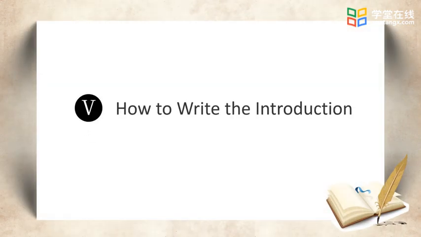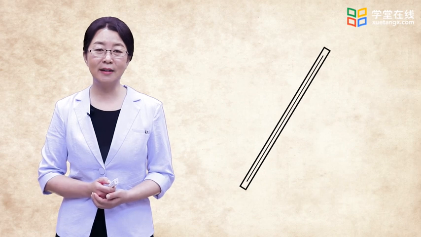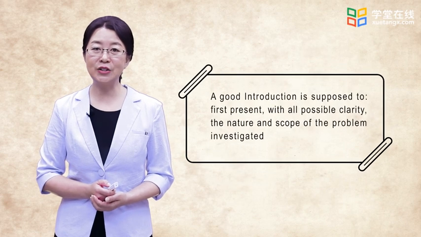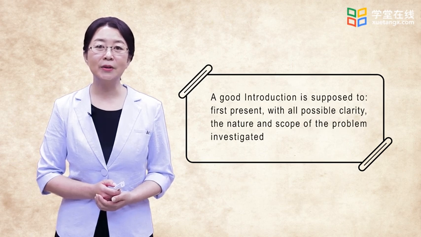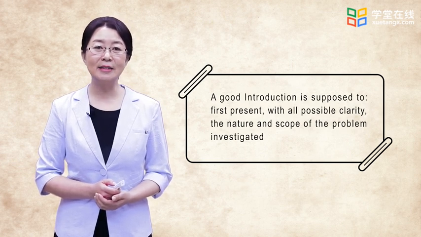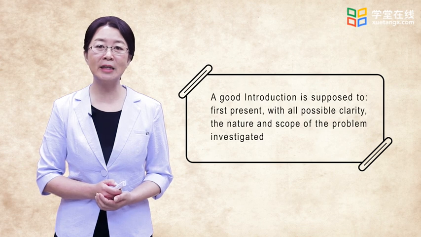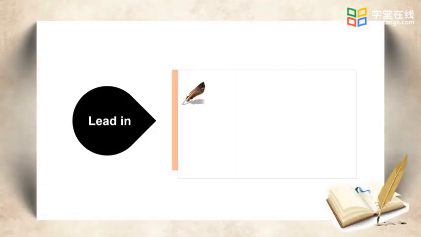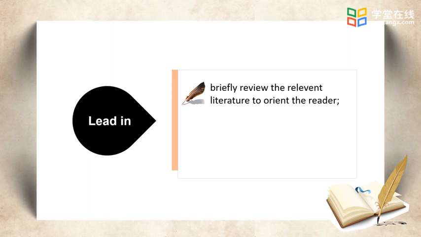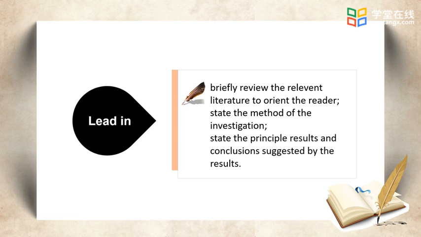Chapter 5. How to write the introduction. Lead in. A good introduction is supposed to first present, with all possible clarity, the nature and scope of the problem investigated, briefly review the relevant literature to orient the reader, state the method of the investigation, state the principal results and conclusions suggested by results.